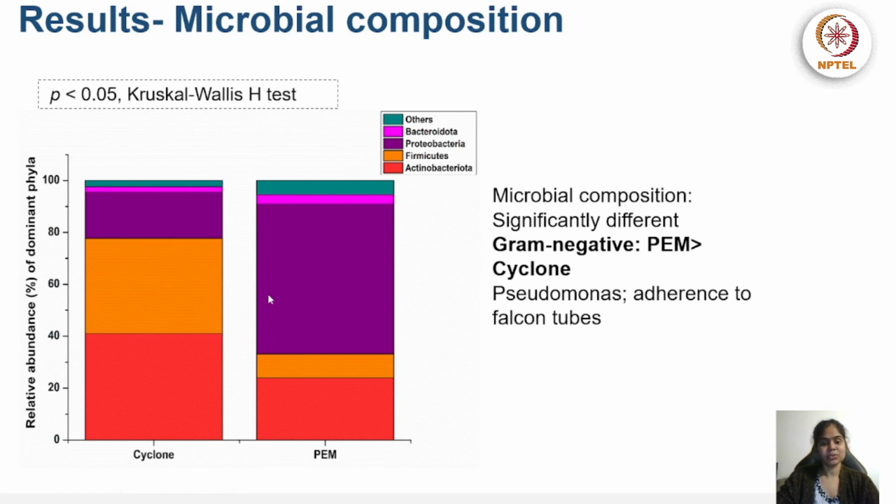And another thing is, the major genus we found here is Pseudomonas. It has been reported that Pseudomonas has high adherence to falcon tubes. Why am I mentioning this? Because if you remember the structure of the cyclone sampler, it has 2 falcon tubes where the samples get collected. So if it has high adherence, it might be difficult to remove them from the tubes, so it might not be removed for further identification. So we might have missed out there, and that also could be a reason.